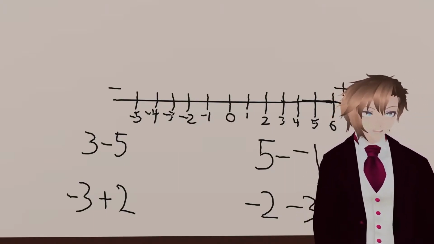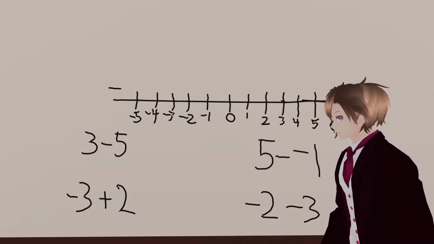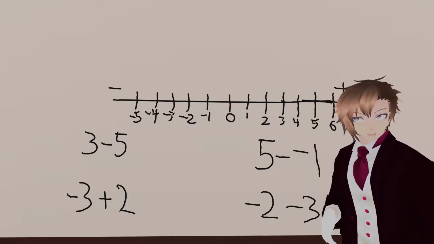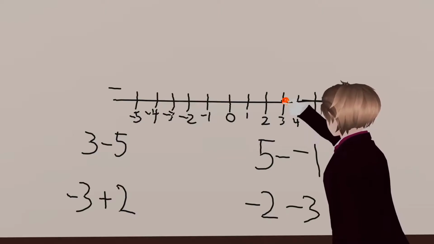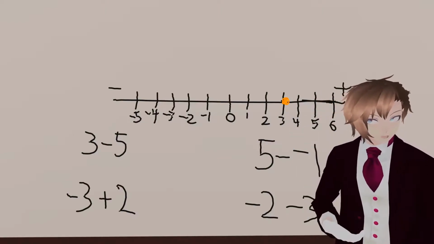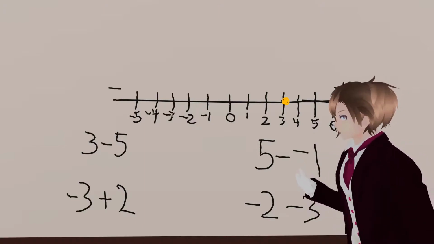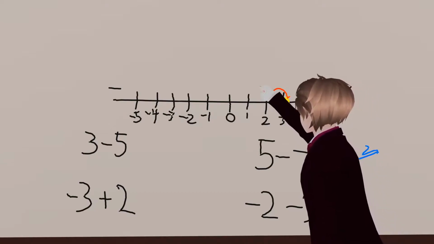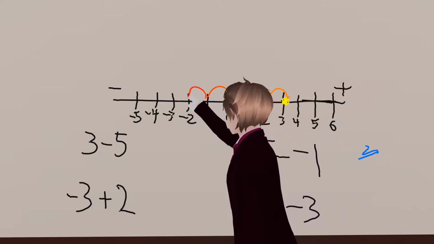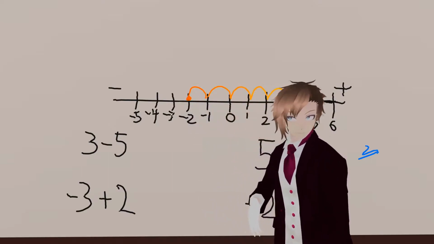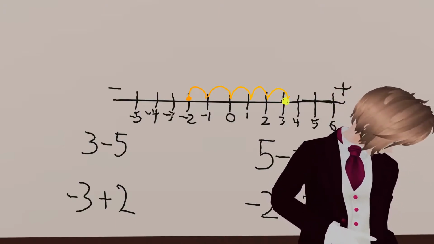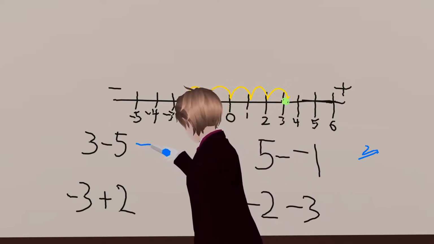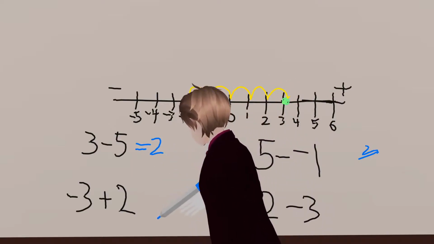Let's have a look at a few examples. So here we have 3 take away 5. So we start off with the number 3, and we're going to take away 5. So when we take away 5, we move in the negative direction. So 1, 2, 3, 4, 5. So the answer is going to be negative 2. Let me grab my marker and we'll write that down. So the answer here is negative 2.